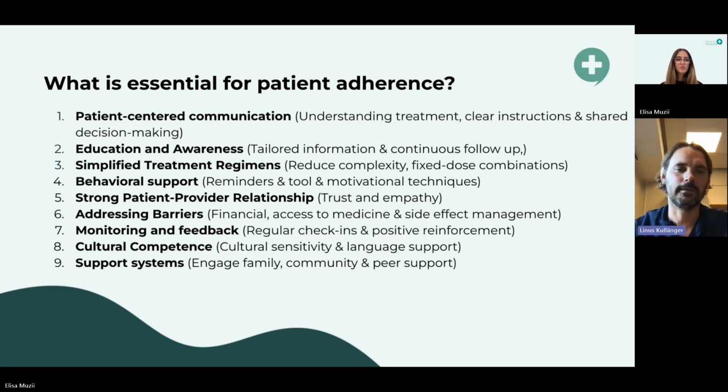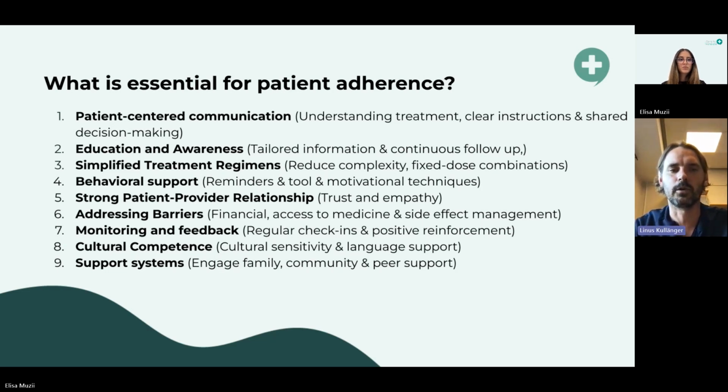Then number three, simplified treatment regimens. That's a lot of what we work with in palliative care: reduce the complexity, not have too many drugs, try to minimize it and make it easy for the patients. Number four is behavioral support. You can have reminders, different tools to make the patient take the medicine, like different apps for example. And then, of course, different motivational techniques. Let's say you want a patient to quit smoking. You have different techniques to talk to that patient to get them to not smoke in the future.